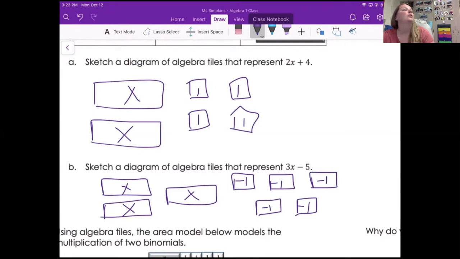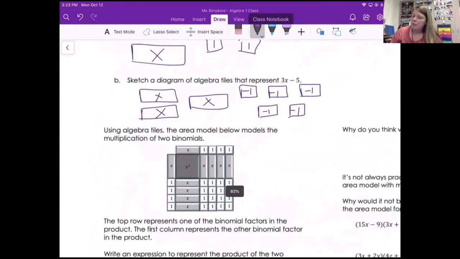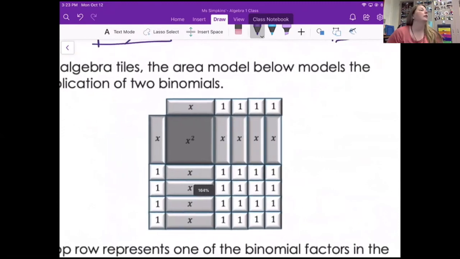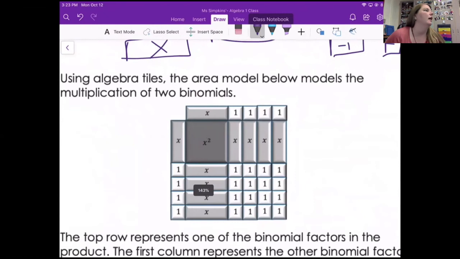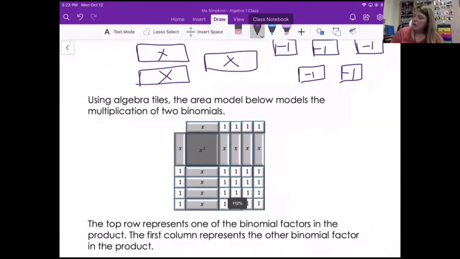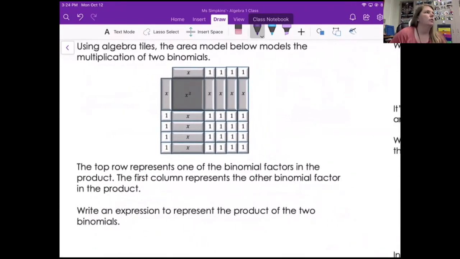So let me show you the same concept, but easier than drawing each individual piece. So we have this picture. If you turn the page, that should look really familiar. Okay, we just did this. You may not have gotten this exact one, but similar to one that you did. The top row, what does that represent? What expression? X plus 4, right?